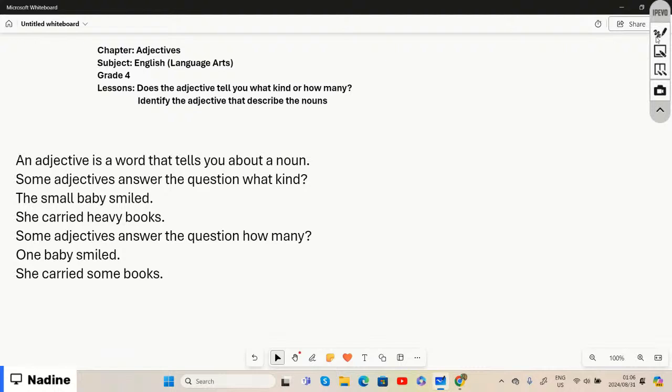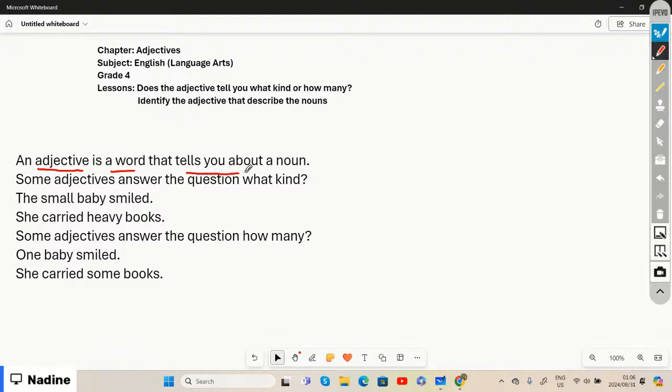All right. So we said that an adjective is a word that tells us about the noun. So it tells us more about the noun. We can even say it describes the noun. Or we can say it modifies the noun. So an adjective is a word that either tells us about the noun, describes the noun, or modifies the noun.